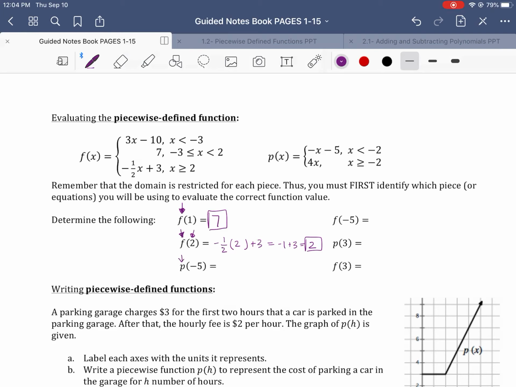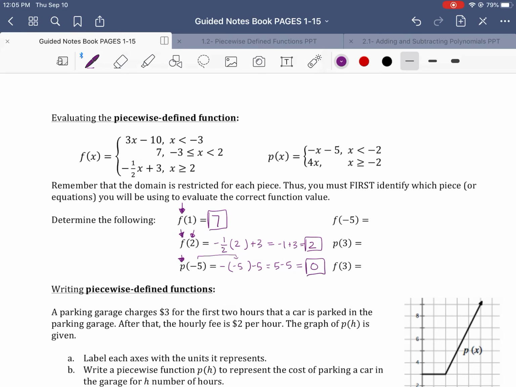All right, jumping down to the next one, this is a p function, so I'm going to use this function over here. P of negative 5. So again, we're going to look at negative 5 and see where it fits in. Is negative 5 less than negative 2? It is, right? Negative 5 is less than negative 2. So we're going to use this function to evaluate this piece. We're inputting the negative 5. So we've got a negative, negative. That makes that a positive 5 minus 5, which is 0.